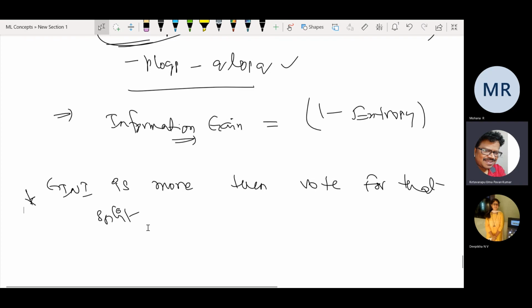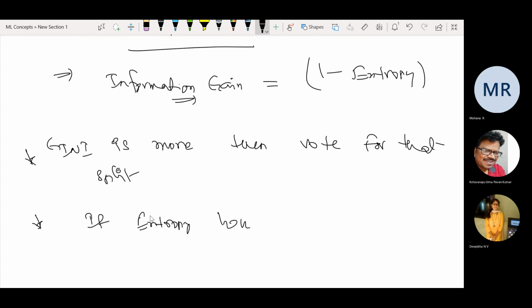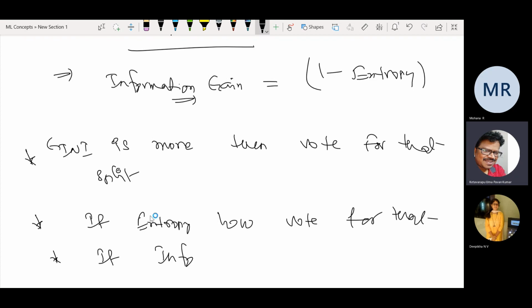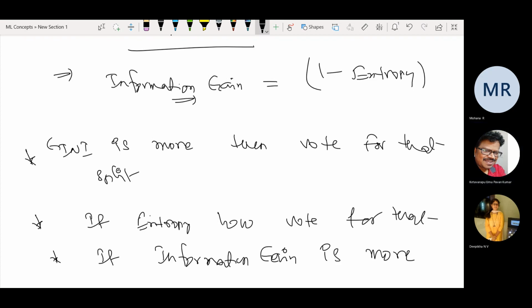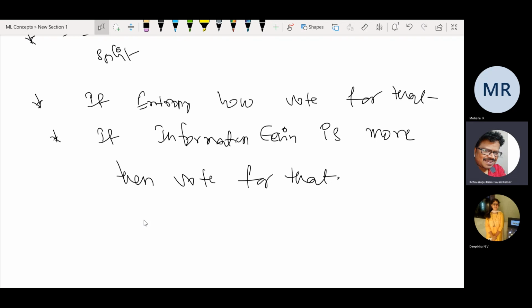Now, how do I vote for the information gain or entropy? Let me clarify that, guys. If entropy is low, vote for that. And if your information gain is more, then you have to vote for that.